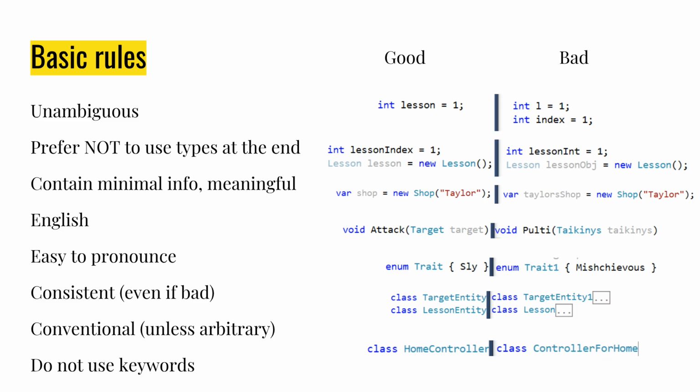Right, so code should be easy to pronounce, and you see on the left and right two basically identical things. Sly is mischievous, but how long does it take for you to read sly? And how long does it take for you to read mischievous? First of all, it's hard to read. Second of all, it takes at least a second more to read it. Half a second more to read it.